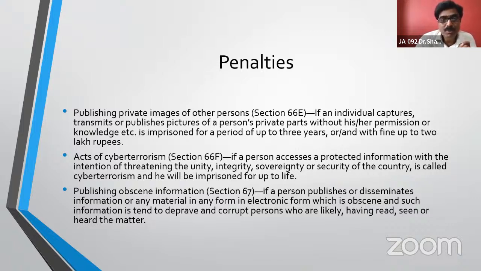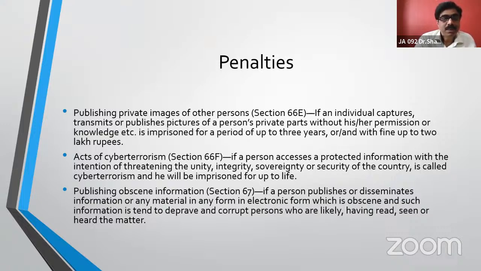Whoever is involved in such kinds of activities infringes and violates, disarming the country as well as the integrity and the security of the country. Any such act or initiative will be considered cyber terrorism, and the person will be imprisoned up to a lifetime.